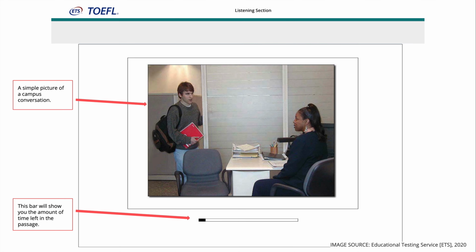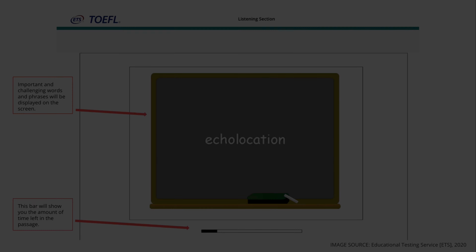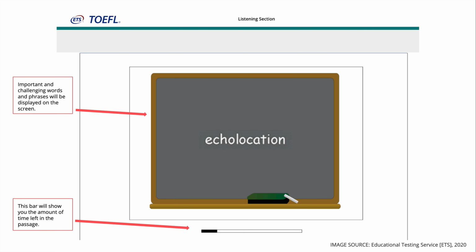Now, this is what it'll look like. For a conversation, you'll see a picture, and then you'll see a bar at the bottom that's counting down the time. You cannot see the questions. The questions come after. If you're looking at a lecture, again, they'll give an important word or phrase that you can see there. For example, here's echolocation, and again there will be a bar counting down the time.